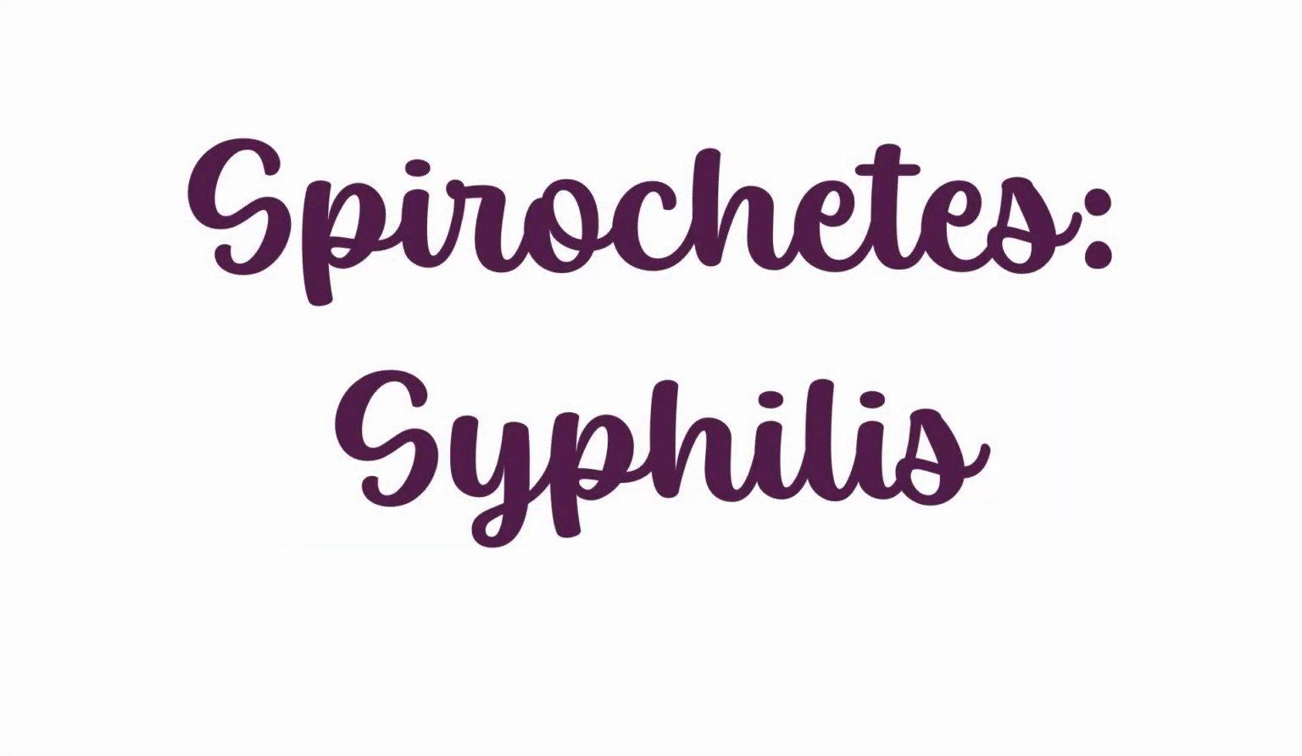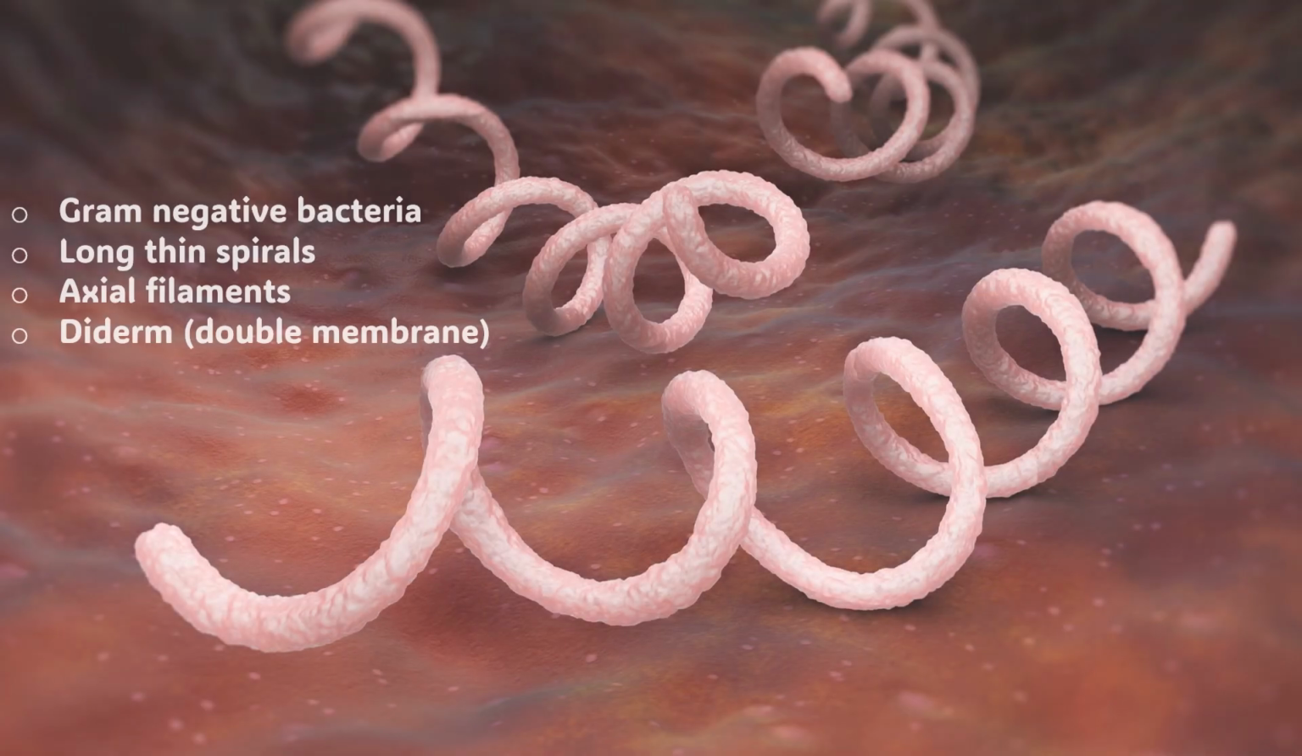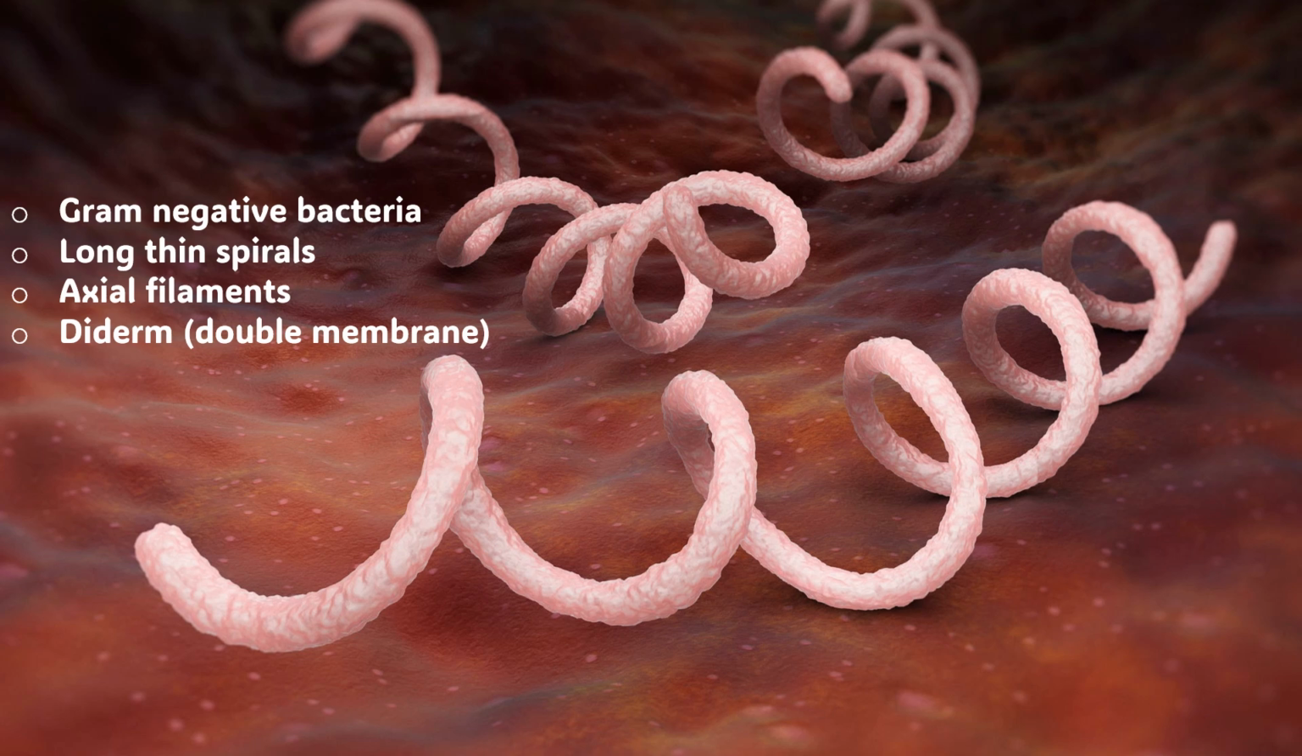Hello everyone. In this video, I'll discuss a disease that is caused by one of the Spirochetes members, which is syphilis that is caused by Treponema pallidum. Spirochetes are gram-negative bacteria. They are long, thin, spiral-shaped or called corkscrew-shaped. They have endoflagella or called axial filaments, which enable them to penetrate the host tissues. And they contain distinctive diderm, which means they have double membrane.